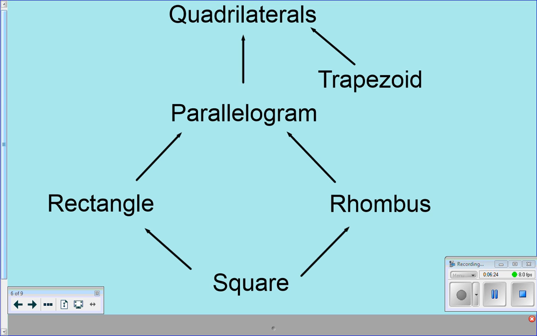See how closely some of these things are related? You probably have never looked at shapes this close before, or four-sided shapes anyway. They're all like brothers and sisters. It's pretty cool. If you really look at their attributes, they're really, really closely related.